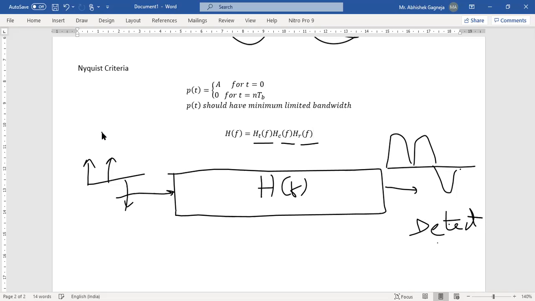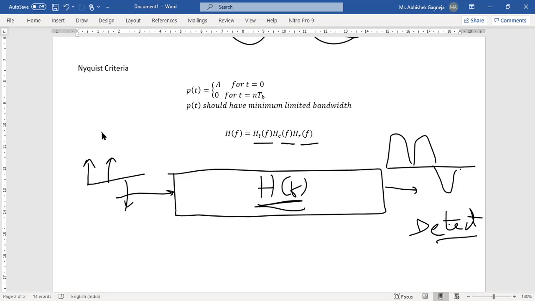So the main idea is that HT, HC, HR are combined. That is, the effect of the transmitter, the channel, and the receiver are combined together to create one definition of a transfer function called h of f. And whatever definition is given for h of f, it is going to be considered the shape that the pulse is supposed to be getting, right?